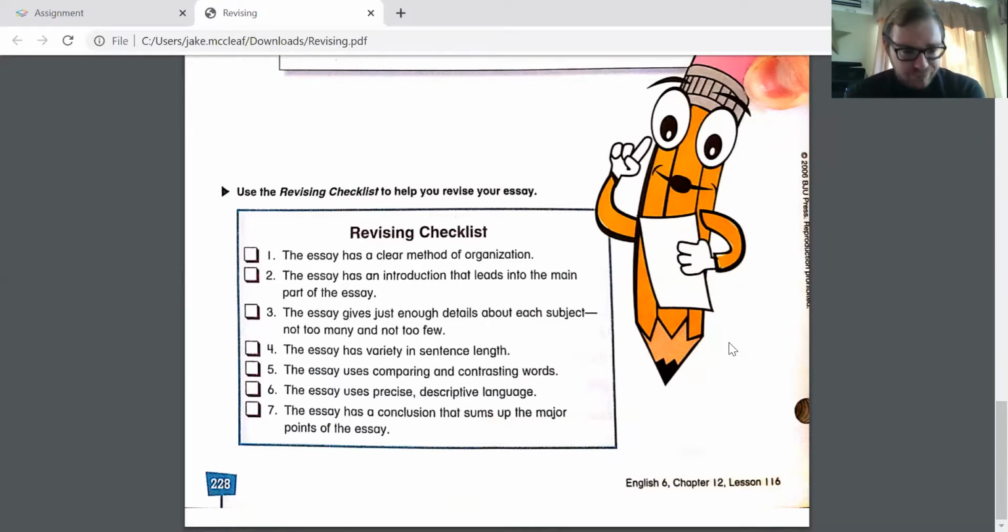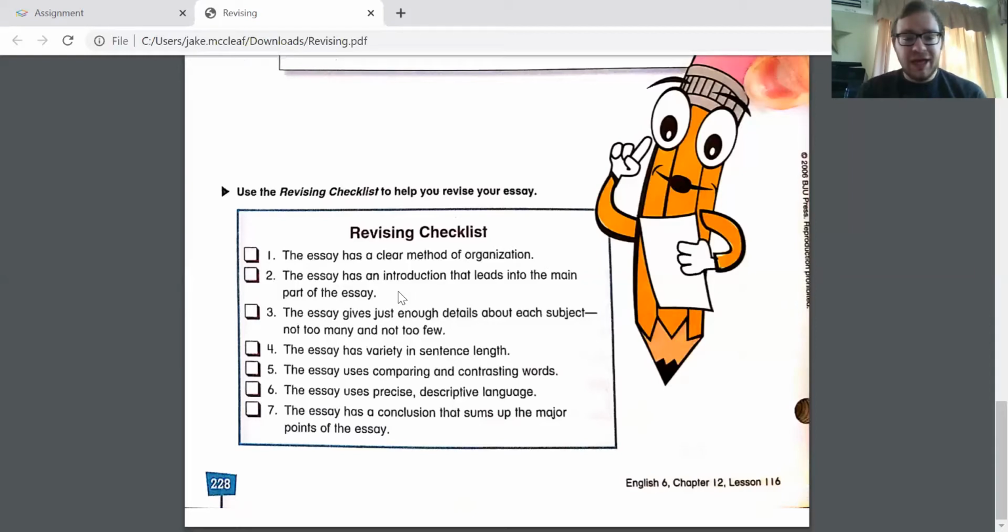First one, essay has a clear method of organization. Read through and look through your essay. See, does it have a way that makes sense? Does it have a method to how it's organized, how it's composed, how things come together? It's like a puzzle. Does the picture make sense, or are the puzzle pieces still scattered? You can look and see, is it clear? Is it organized? Does it make sense?